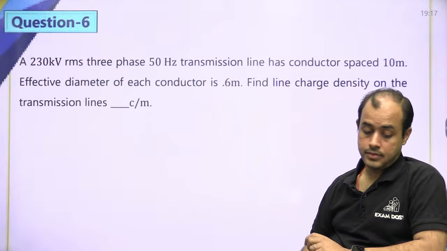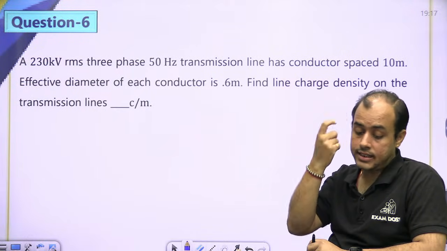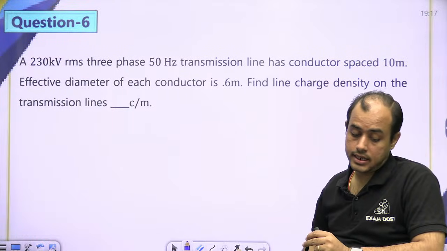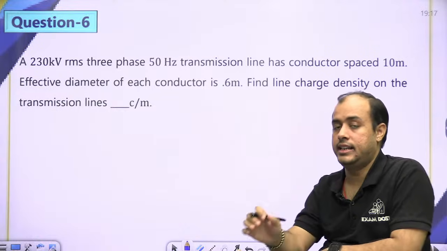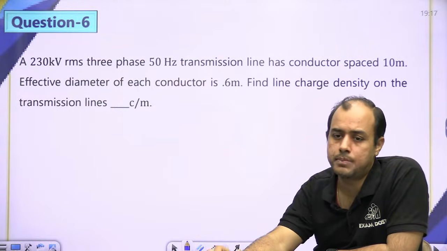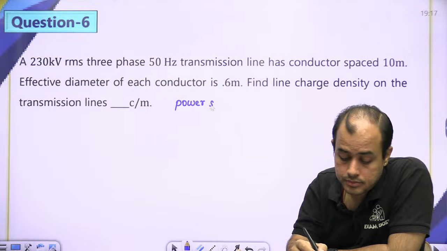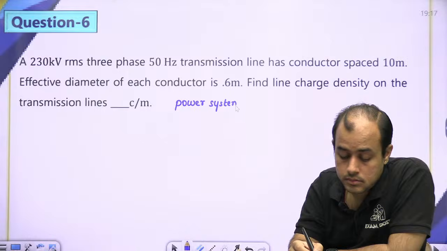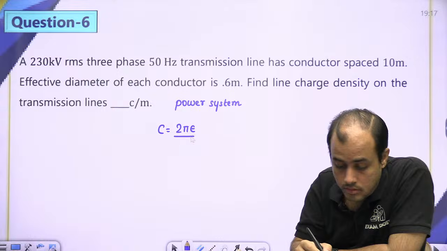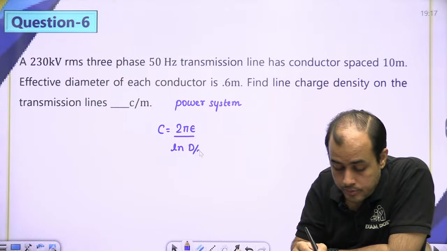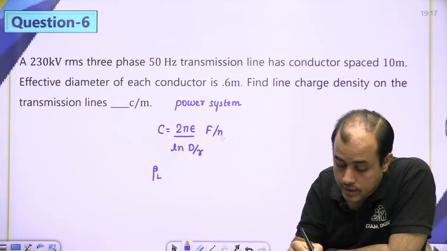Okay, next. A 230 kV RMS 3-phase 50 Hz line, conductor spaced, effective diameter, line charge density. अब यार ये क्वेश्चन जो है ना पावर सिस्टम को बिलोंग करता है. मैं बता देता हूं हाउ टू सॉल्व. इस फैरेड पर मीटर.